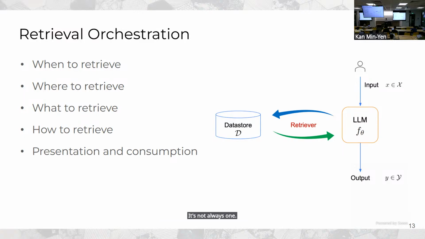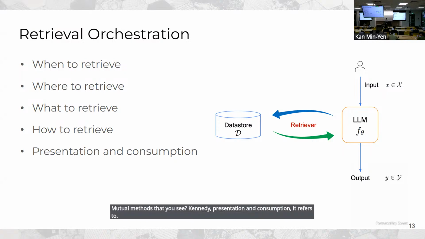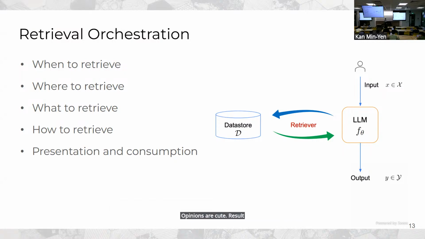For the fourth, how to retrieve, it means how to perform retrieval. We need a way of retrieval. It involves the problem of retrieval methods. In fact, we have many candidate retrieval methods, so we have to make a decision. Finally, presentation and consumption refers to, given the retrieved results, finding a reasonable way to provide it to LLMs and determine how to use these retrieval results.